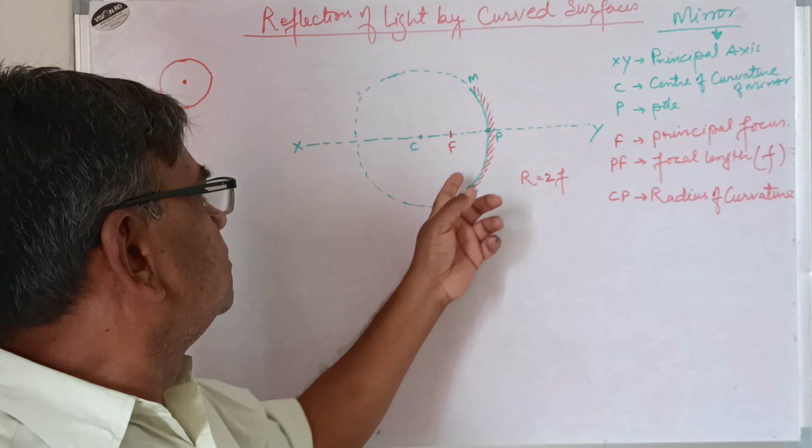This is A dash, this is B dash. If you take the object as A, this point is A, this point is B. B की इमेज, एक लाइन लीजिए, एक रे लीजिए यहाँ से along the principal axis. What happens when it strikes at P? It is normal to the mirror, so it will return back.